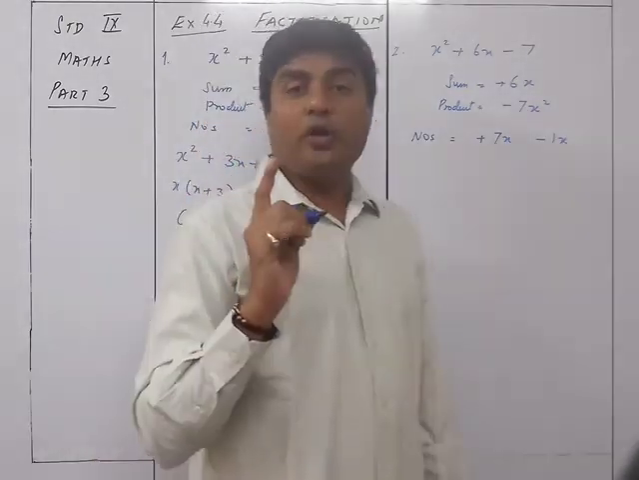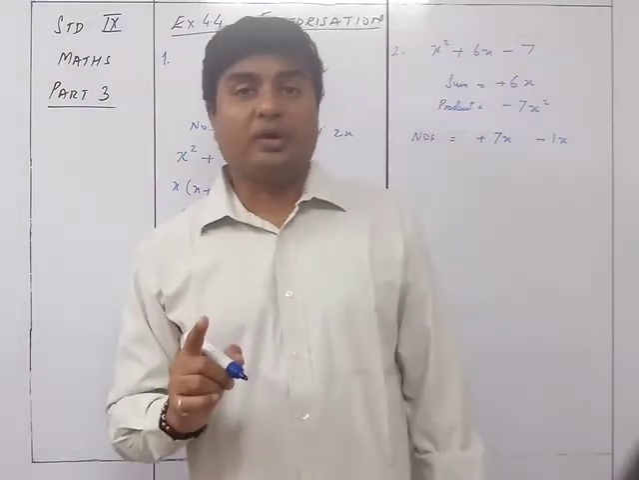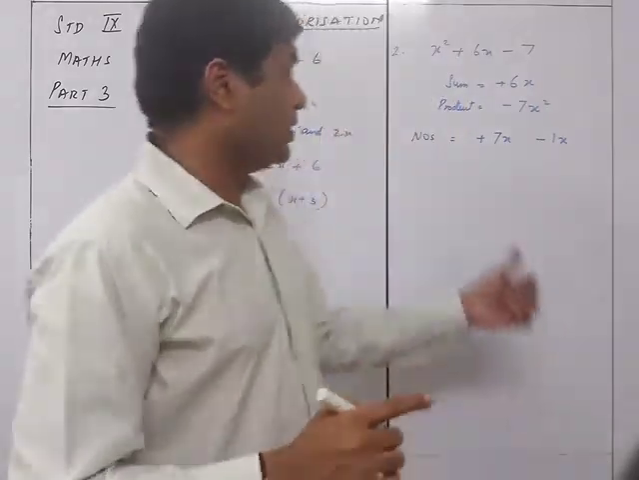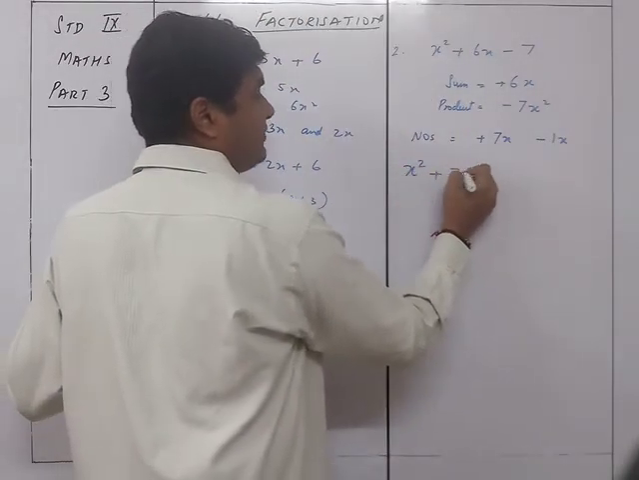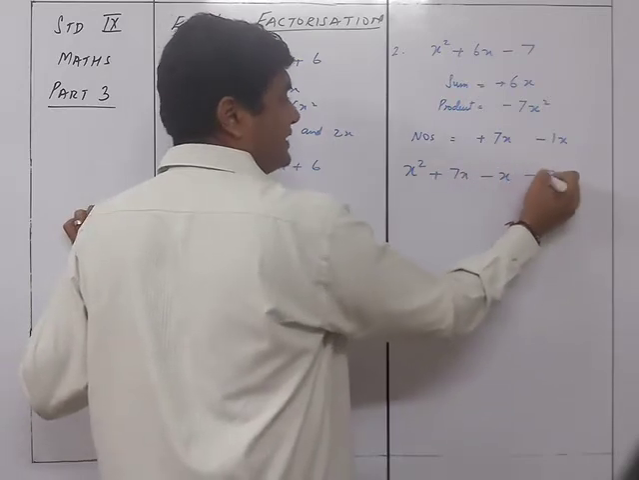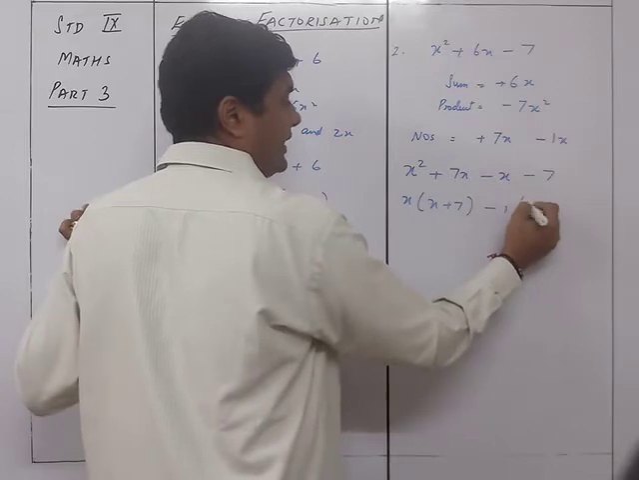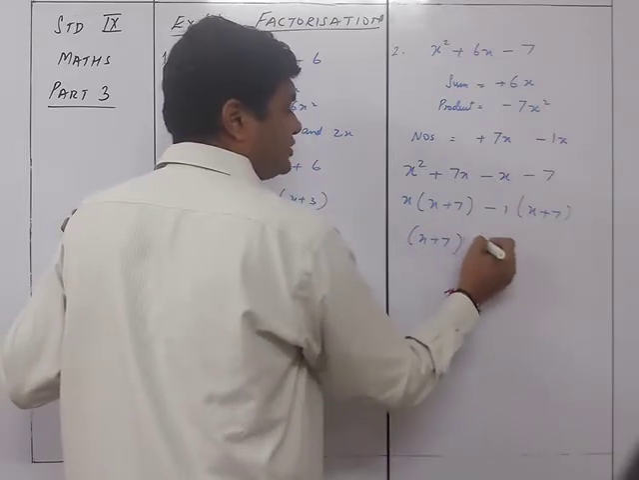So you have to be very careful that whenever you are having this thing, you take the plus sign and minus sign in such a way that your splitting is proper. Accordingly, you will get x square plus 7x minus x minus 7. So x common, x plus 7, minus 1 common, x plus 7. So you get x plus 7 and x minus 1.